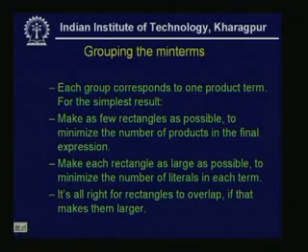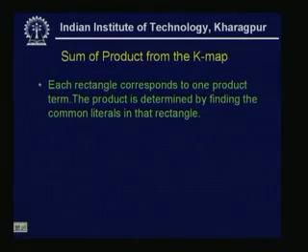It is all right for rectangles to overlap if that makes them larger. That means that a one can appear in more than one group. Now each rectangle corresponds to one product term, and the product is determined by finding the common literals in that rectangle. And already we have seen by example how the literals are common for one particular column or one particular row.